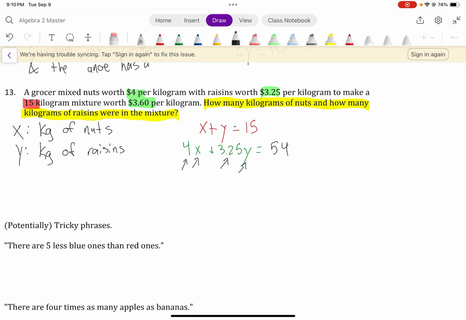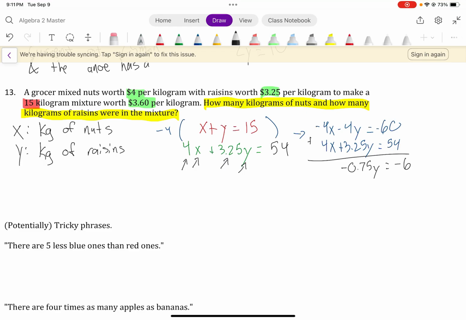Now, I could try to do elimination. I can try to do substitution. It really does not matter. I'm going to choose to do elimination, and I'm going to choose to eliminate by multiplying this top equation by -4. I chose that because, like I've said in class before, I'm always going to do addition. I don't want to worry about subtraction and forgetting a negative. This is just a very quick, easy -4x plus 4x is gone. I'm going to get -0.75y equals -6. Yes, I still have to deal with decimals, but it's not the end of the world.